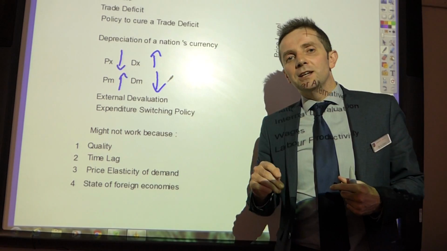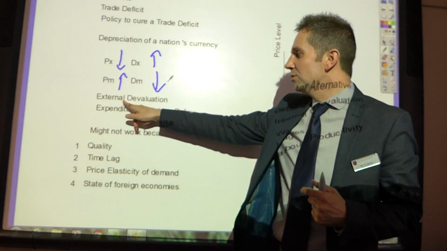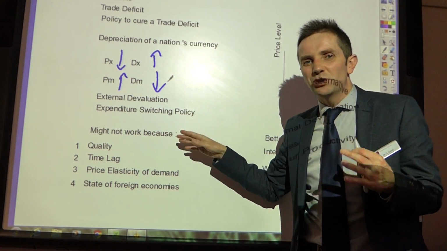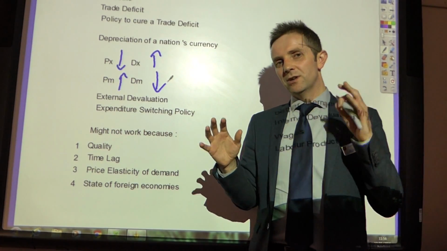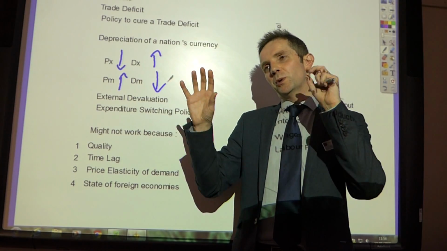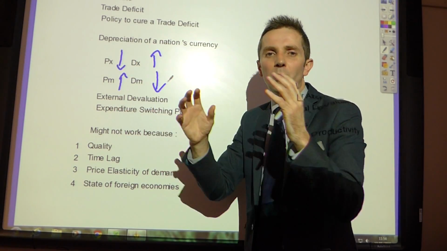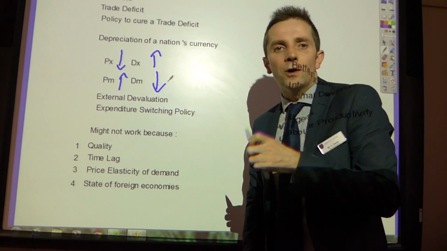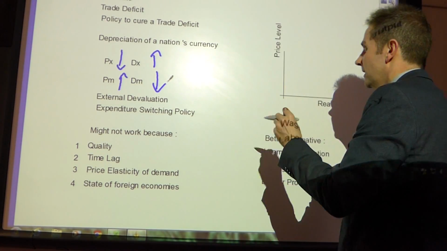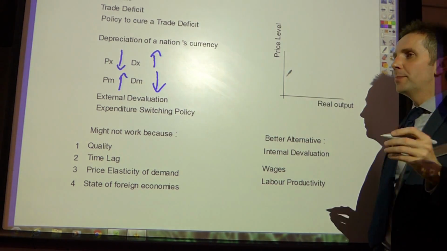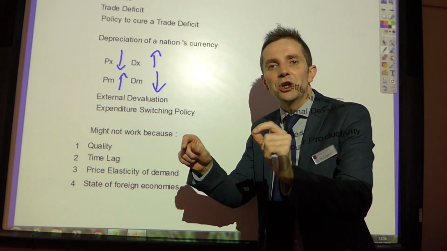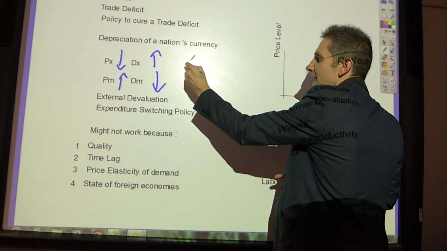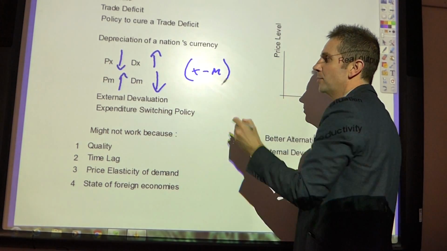Now this whole policy, ladies and gentlemen, is known as external devaluation. It's also referred to as an expenditure switching policy, because the whole point of it is to get people to switch their spending from expensive imports to cheaper domestically produced goods and services. What diagram could you draw for this? Well, I suggest to you, remember AD, C plus I plus G plus X minus M. We're talking about an increase here in the X minus M component.